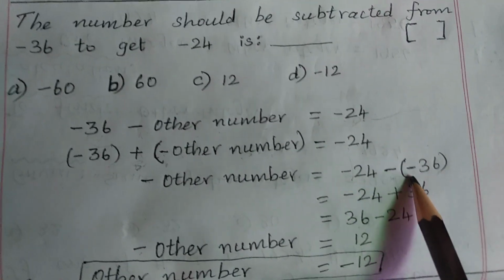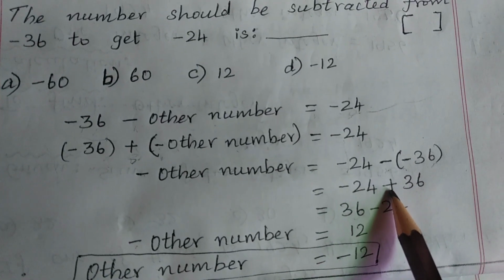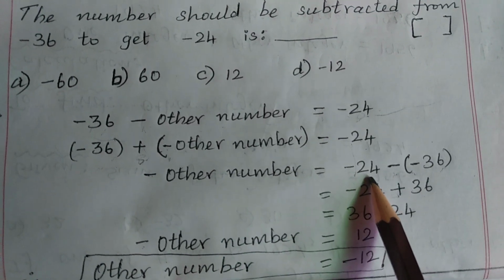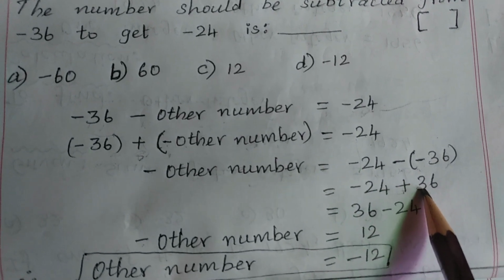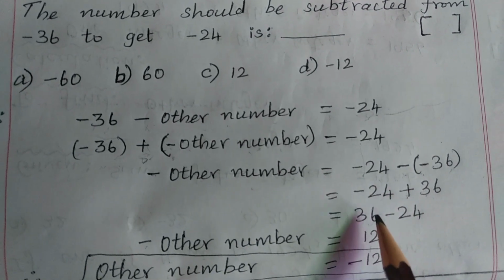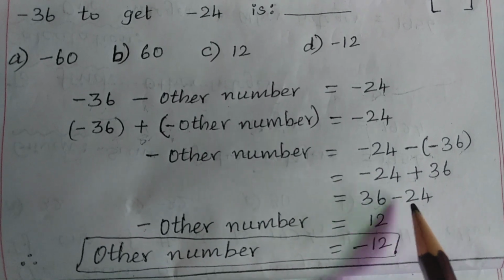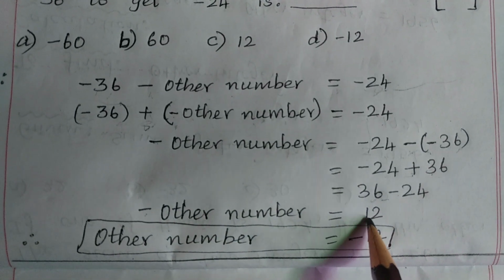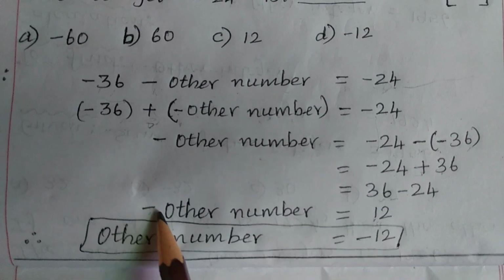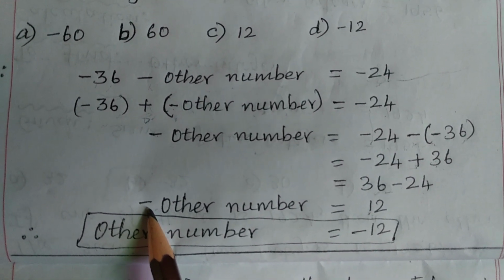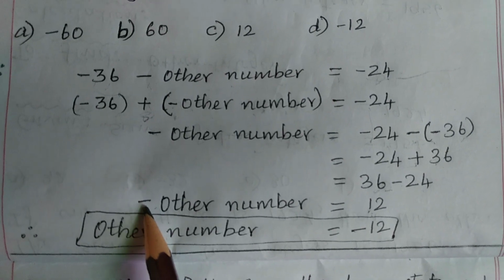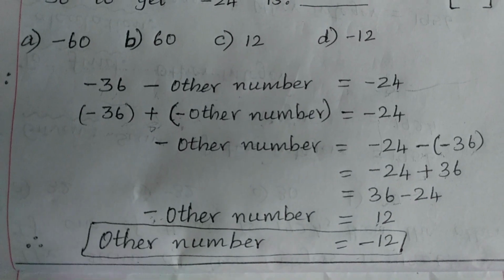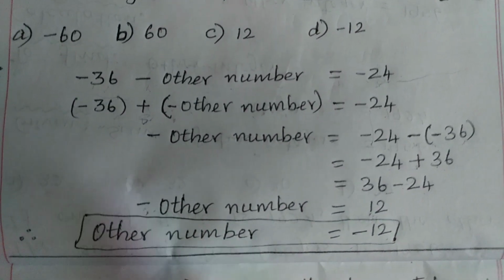The negative value of a negative value is nothing but the positive value. So, minus other number is equal to minus 24 plus 36. This also can be rearranged as 36 minus 24, which is equal to 12. This is a normal subtraction. The answer is 12. But this is not the other number. This is the negative value of the other number. Listen. Minus other number is equal to 12. Negative value of other number is 12 means what could be its positive value? It's minus 12. Okay. That's all.